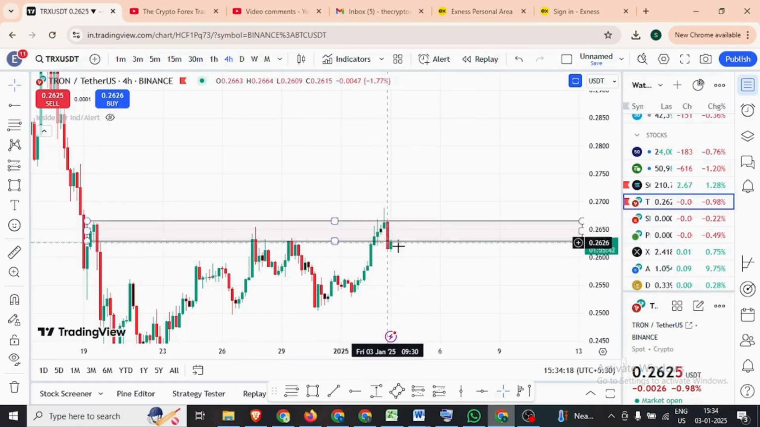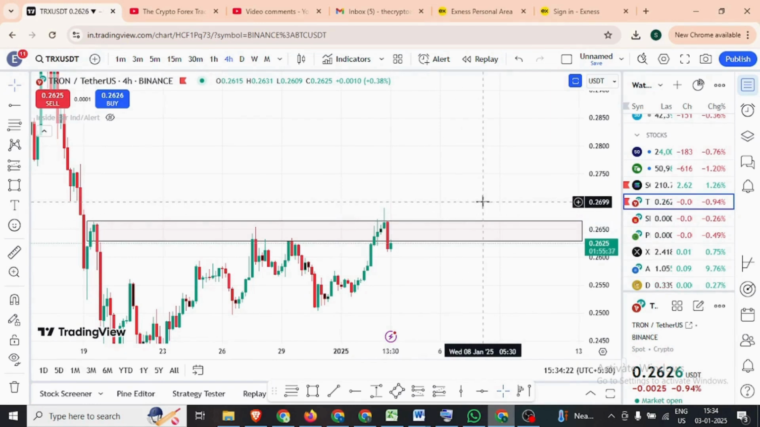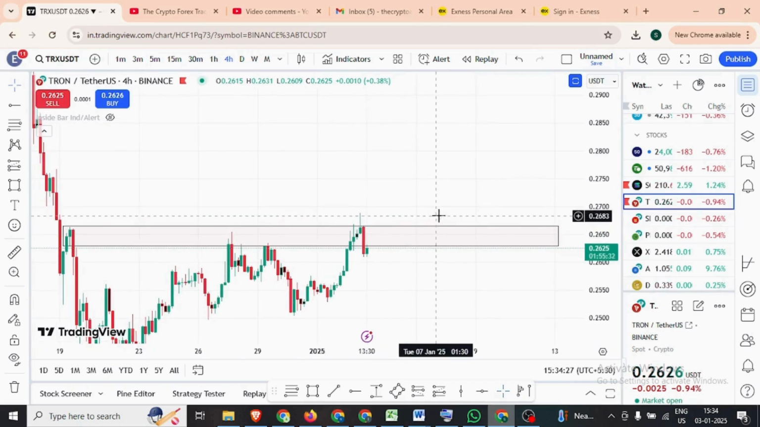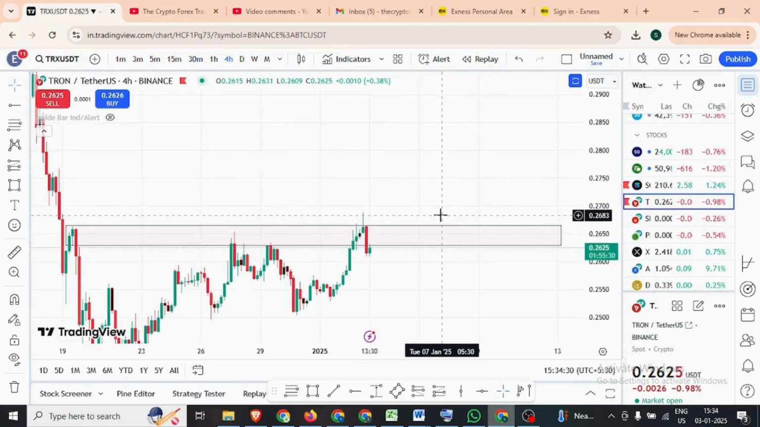Now, if the market gives a breakout of this resistance zone, we will look for an inside bar, right? When the market forms the inside bar, we will enter into a trade above the high of the inside bar, and place your stop loss below the mother bar candle.